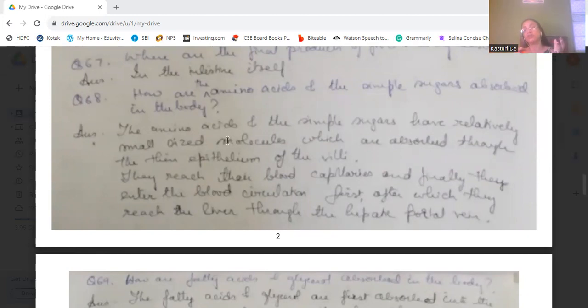After reaching the blood circulation, they will first reach the liver through the hepatic portal vein.